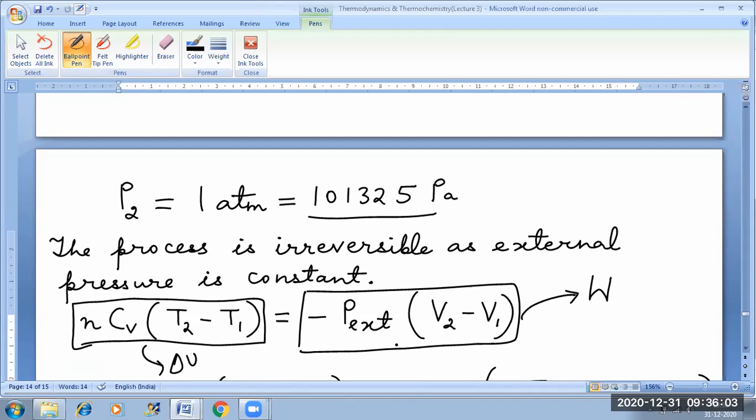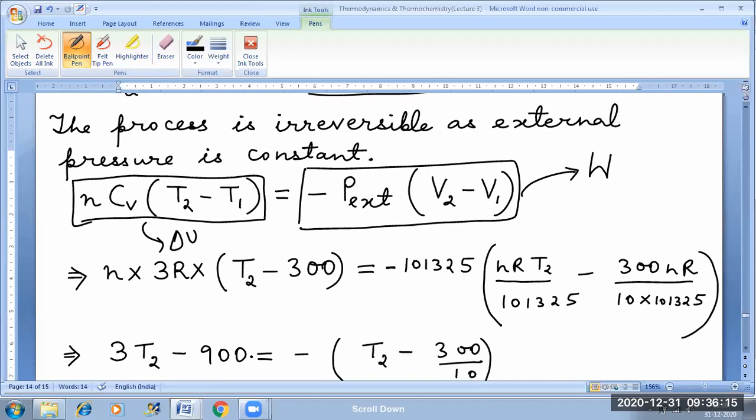Put the values in the equation. That is, delta U is equal to W. If I put the values, this is what I'll get. Gas is polyatomic, so Cv is equal to 3R. For a polyatomic gas, Cv is 3R. We have learned this in the second lecture.